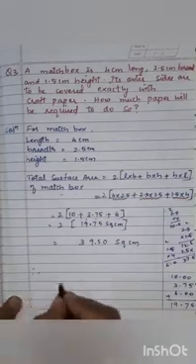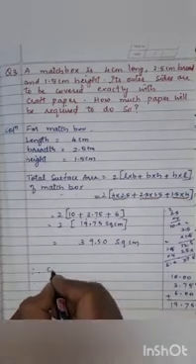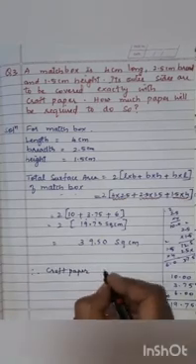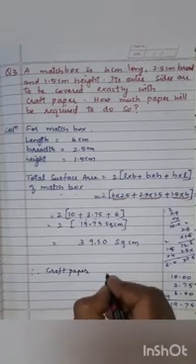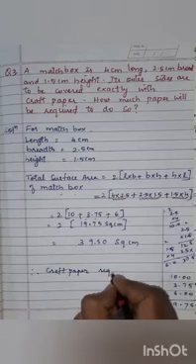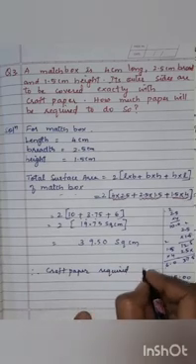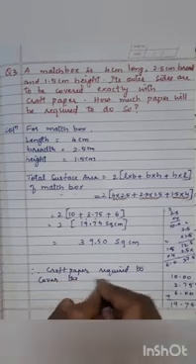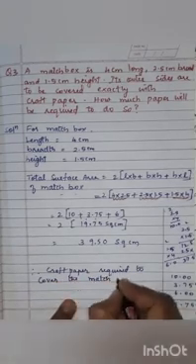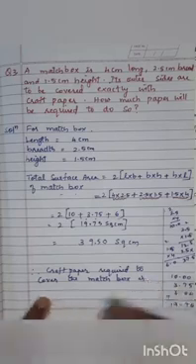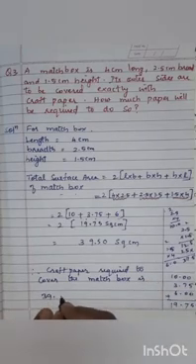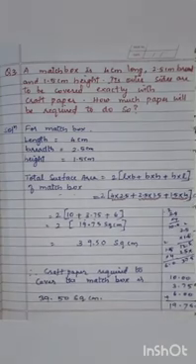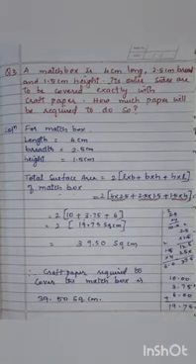So therefore we can write it as, therefore craft paper required to cover the matchbox is 39.50 square centimeter. Okay, children. So in this way you have to finish it off.